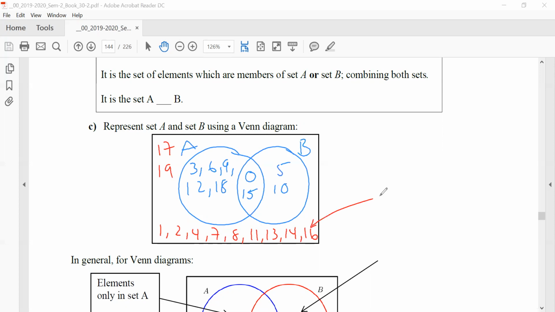These are the elements not in A or B. They're not divisible by 3 or 5. Okay, so we always want to make sure that we label that region. Okay, it's really important. It's very easy to forget in a question because we're focusing on what's A and what's B, but it's really easy to forget that region.